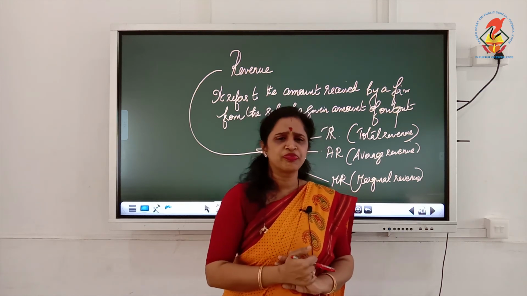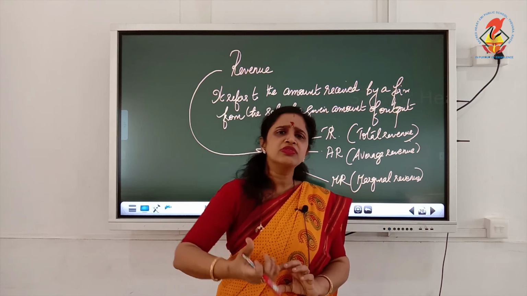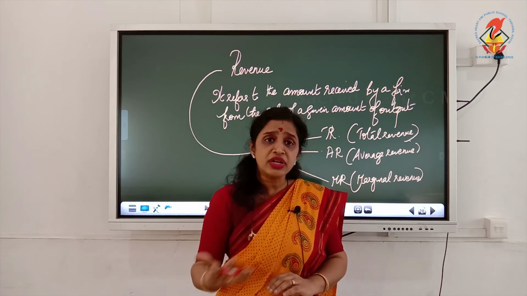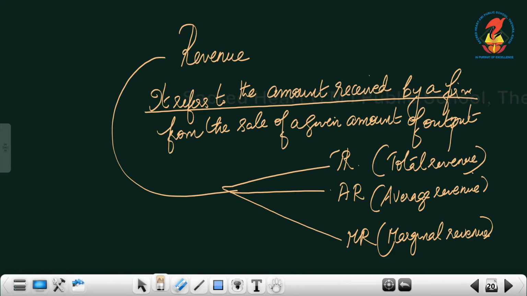What is a revenue? When the producer is selling the output in the market, he receives some amount of money, that is known as revenue. So how will you define a revenue? Simply, it refers to the amount received by a producer from the sale of a given amount of output. From the sale of a given amount of output, how much he is receiving, that is known as the revenue.